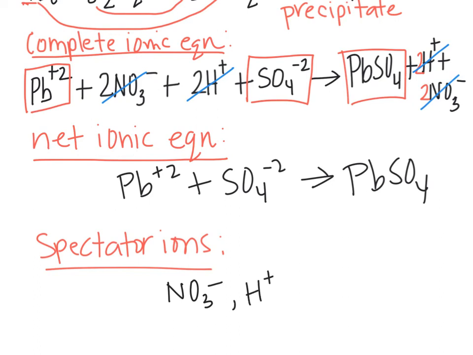So spectator ions, we call them spectators because they are just watching the reaction happen and not really participating. So once again, this is the reaction that's taken place, and so they're just watching that happen. Just like spectators at a sporting event. They're not really playing or participating. They are just watching the game. Okay? So just like the spectators, they are watching the game, and that's the game right there.